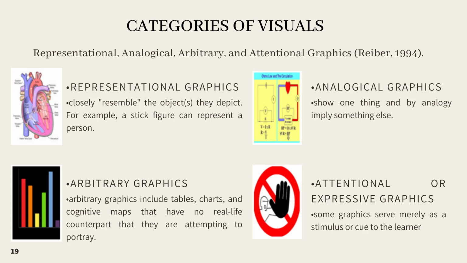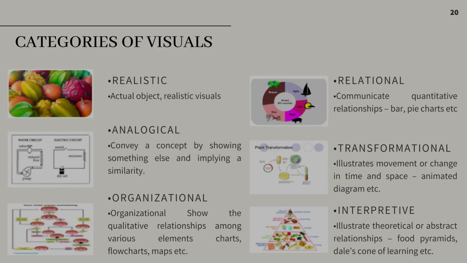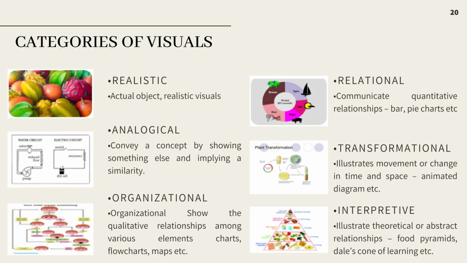For example, the electricity circuit. This is actually not the real object of the electricity circuit. It only shows how it works. And then we have attentional expressive graphics, for example, some graphics that we use to stimulate or give a cue to the learner. And then we have the realistic, which is actually a real object or a real picture of a real object.